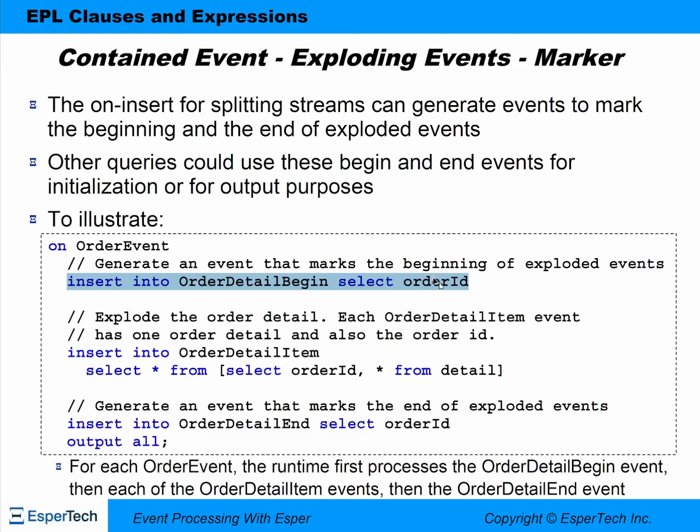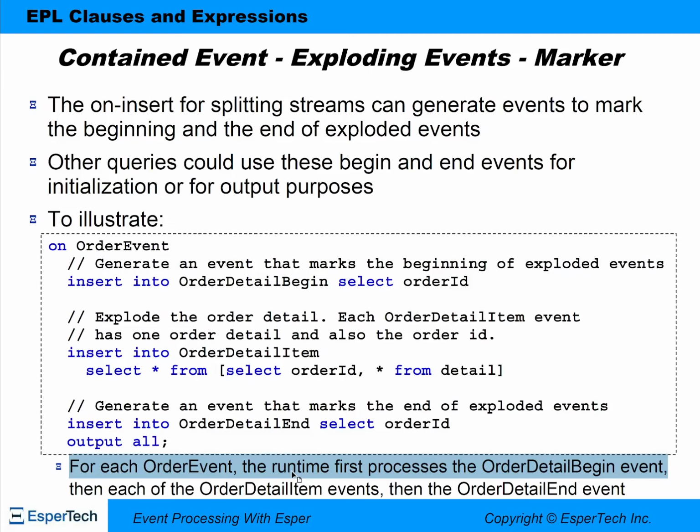Select order ID. The next insert into explodes the order detail. Each order detail item event has one order detail and also the order ID. Insert into order detail item, select star from square brackets, select order ID, comma, star from detail. The next insert into generates an event that marks the end of the exploded events. Insert into order detail end, select order ID, output all.